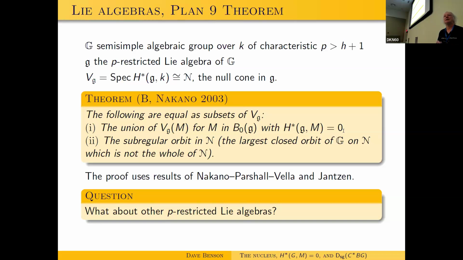Closed orbit and orbit closure. I guess it's orbit closure, isn't it? Yeah. You have to close it off. I mean, it's sometimes just called a closed orbit, but it means the closure of an orbit. Subregular will not be closed otherwise. Exactly. Yeah.